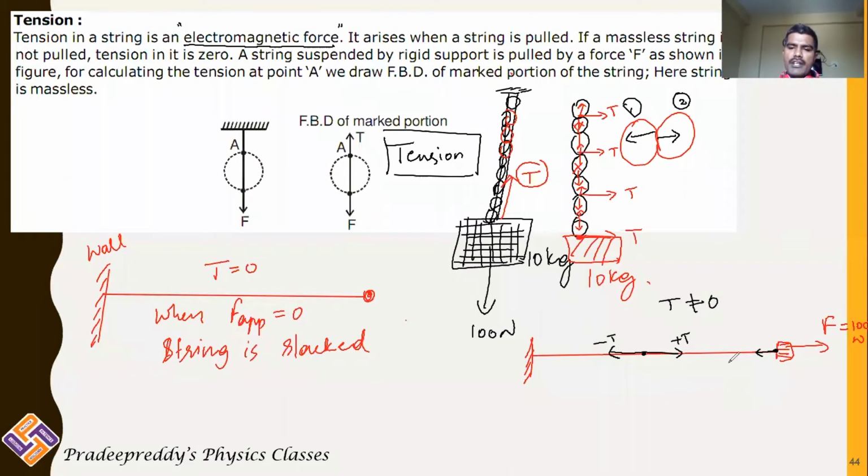At this point, there is tension. At this point also, there is tension. But overall, the net tension in the string is equal to 0. In this case, at any portion you are considering, the tension is the same, as there is an applied force which is 100 Newton. Therefore, tension in the string is not 0. We say that the string is tightened. String is tightened means it is being tight.